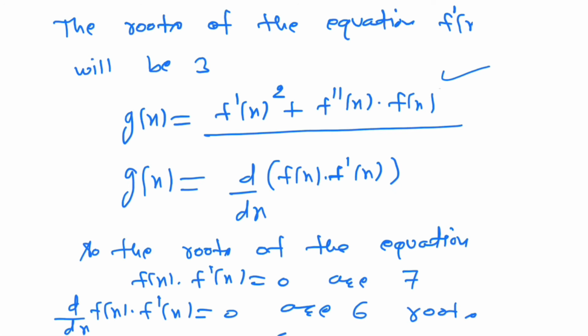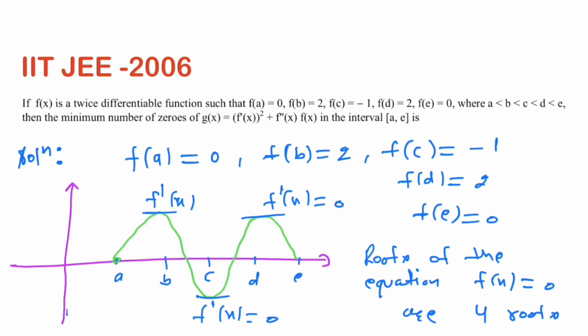So as per the given question, it is given that f(x) is a twice differentiable function such that this information is given, then we have to find the least number of roots, or minimum number of roots. So we have got the minimum number of roots of this particular equation will be 6 roots.